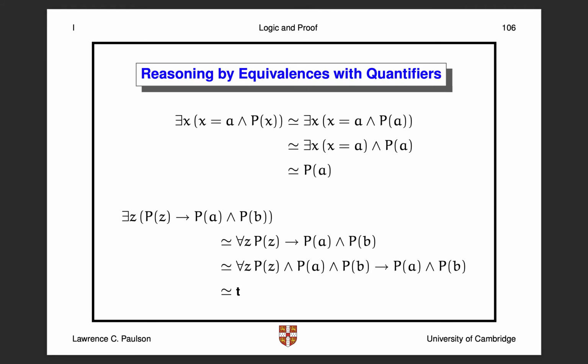Now we can do some simple quantifier reasoning by hand using such techniques as these. So let's start with this formula here. That is, there is some x such that x equals a and p of x. Now you, probably looking at this, have already realized this must be equivalent to p of a. But if we want to prove it formally, we need to go through at least some kind of logical reasoning.